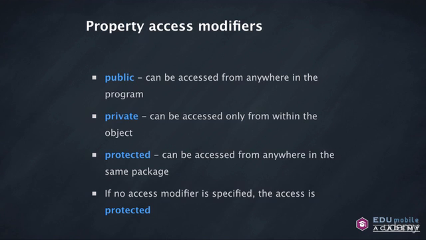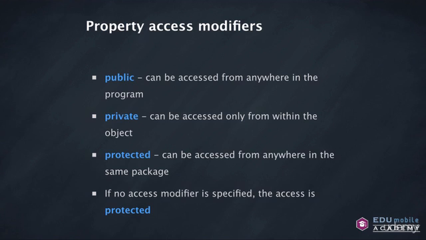So, property access modifiers can basically be three things: public, private, or protected. Public means that a property can be accessed, used, seen from anywhere in the program. Private means that the property can only be seen from within the object or class itself. Protected means that the property can be accessed from anywhere in the same package in which that class is defined.